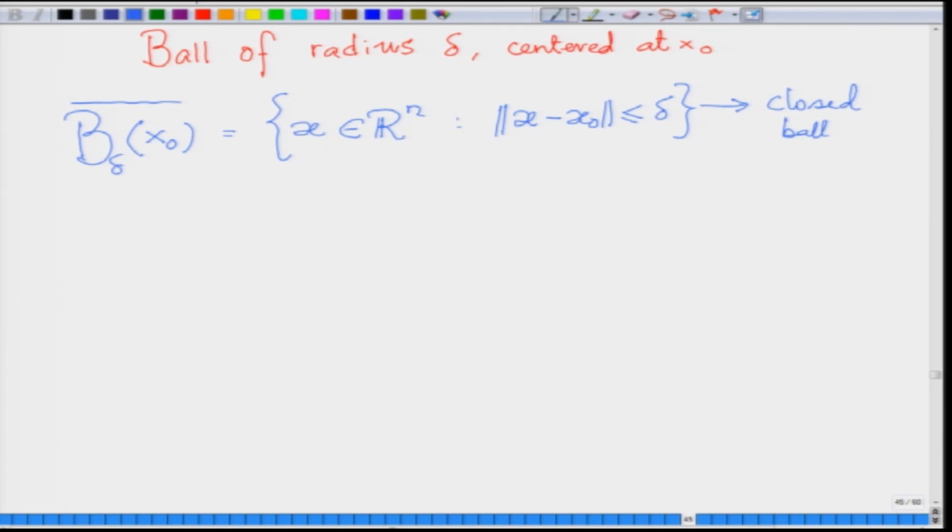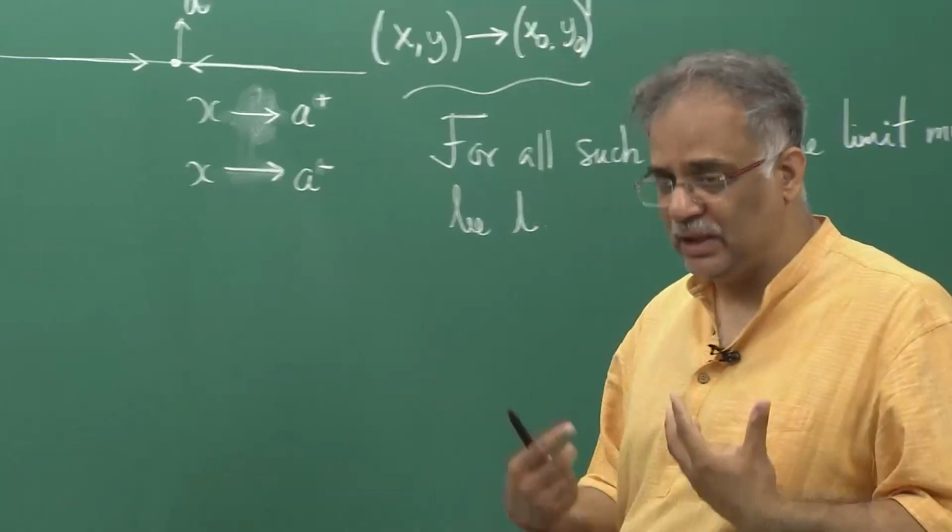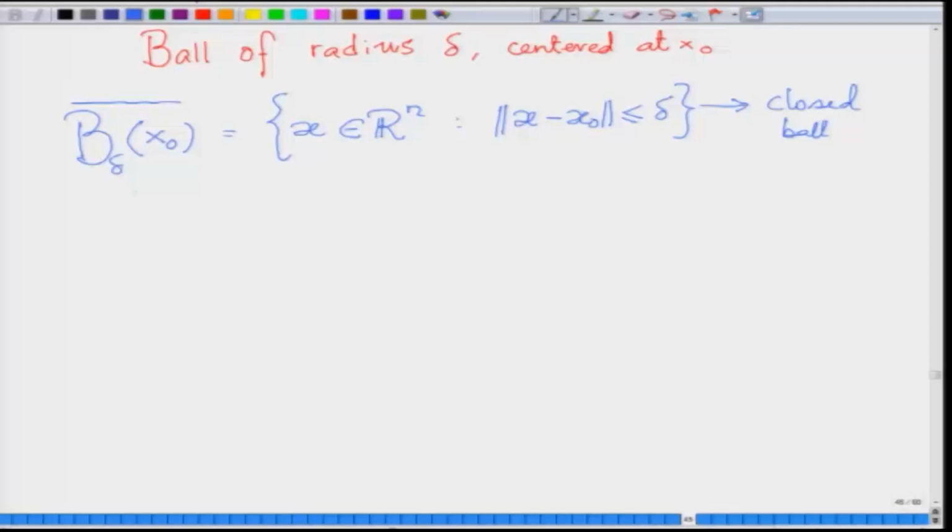So, if you just have one variable here, so mod of x minus x naught is less than delta, so x is lying between x naught minus delta and x naught plus delta. So, if n is 1, then B delta x naught is nothing but the closed interval from x naught minus delta to x naught plus delta. So, that is kind of important, that has to be understood, that this is a true generalization.